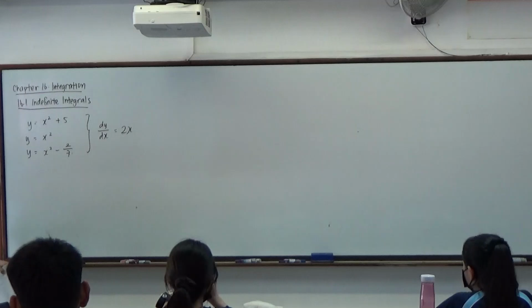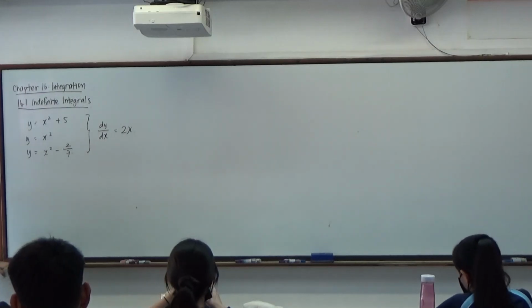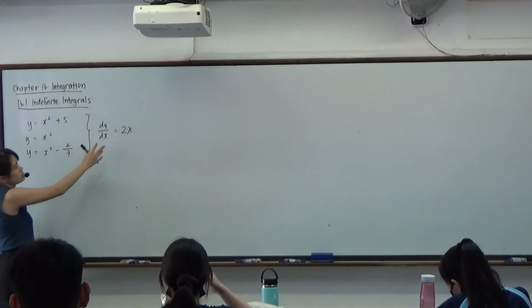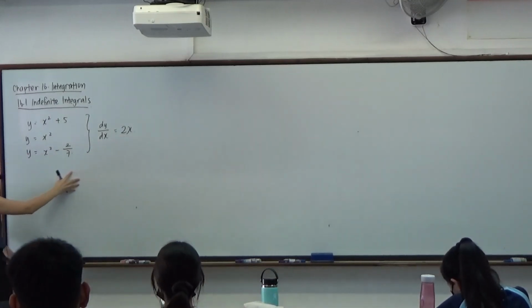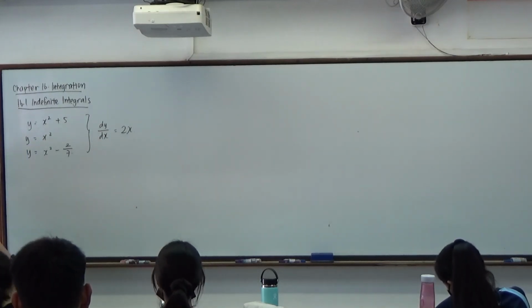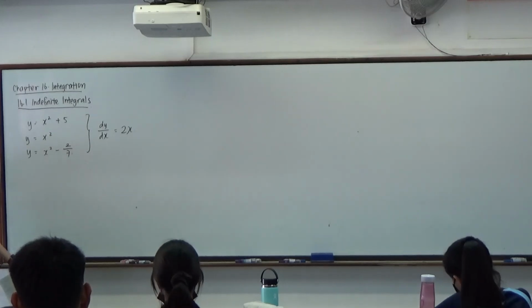which is 2x. And if I want to say integration is the reverse of differentiation, that means if I were to integrate 2x, I'm going to get back the original form. But which original form are we looking at? There is no definite answer unless we have certain clues about it.